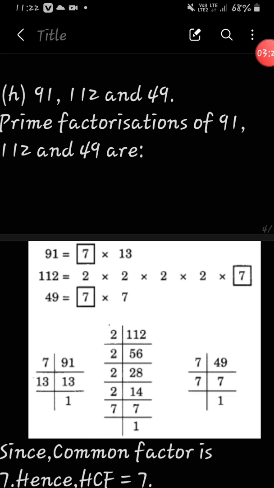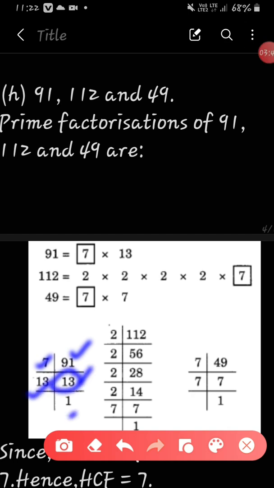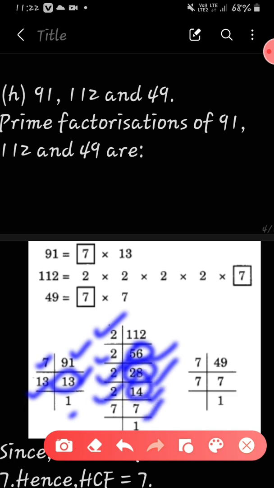Now H, here are three numbers: 91, 112 and 49. Separately we are finding out the factors. So 91 is what? 7 into 13 is 91, 13 into 1 is 13. Again 112 we are finding out. 2 into 56 we are getting 112, 2 into 28 is 56, 2 into 14 is 28, 2 into 7 is 14 and 7 into 1 is 7. Again 49 is given, 7 into 7 is 49, 7 into 1 is 7.